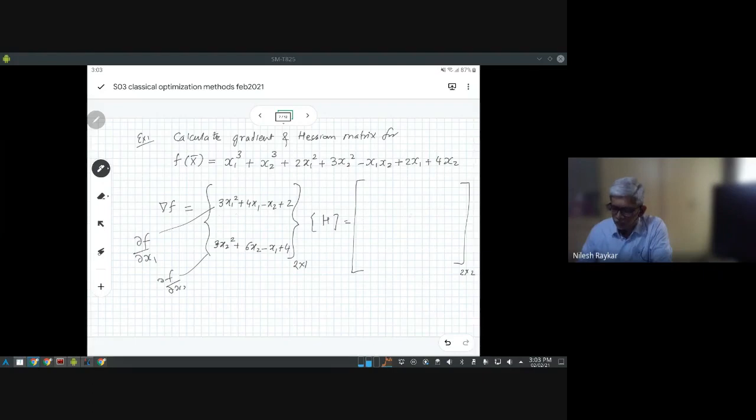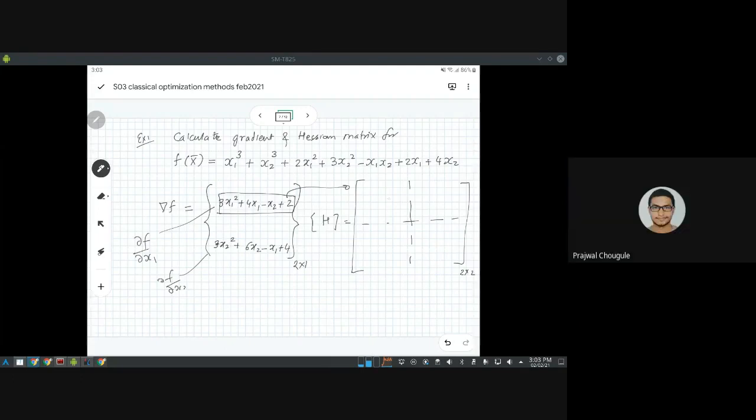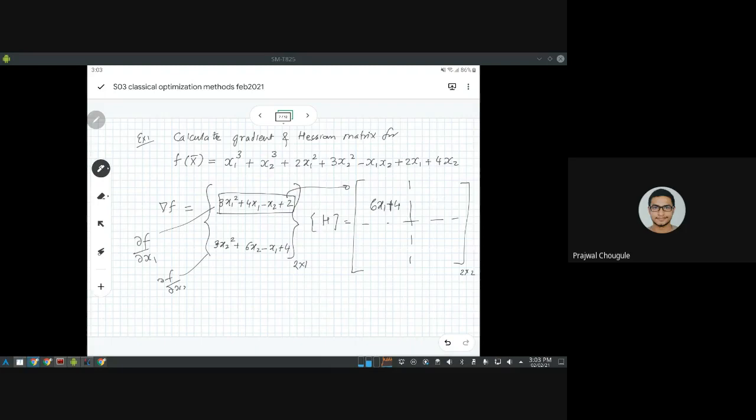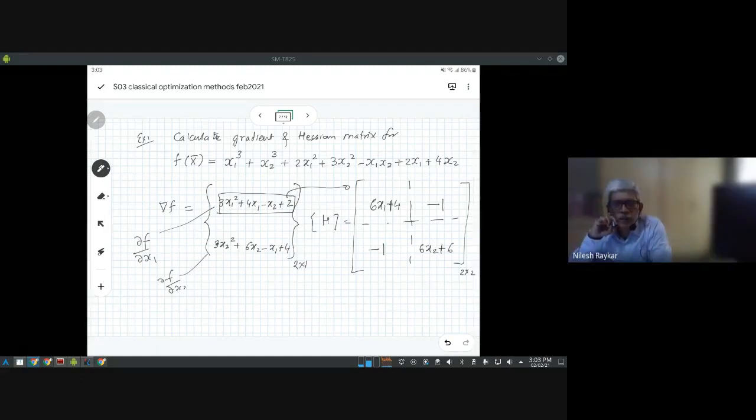Now this function, whatever you have got, you have to differentiate first with x1 and then with x2. Then you will get the first row of this Hessian matrix. So what is the first term of the Hessian matrix? 6x1 plus 4. Then minus 1. Again minus 1. And 6x2 plus 6. Thanks, Prajwal.